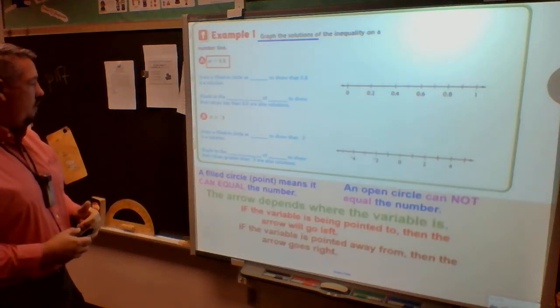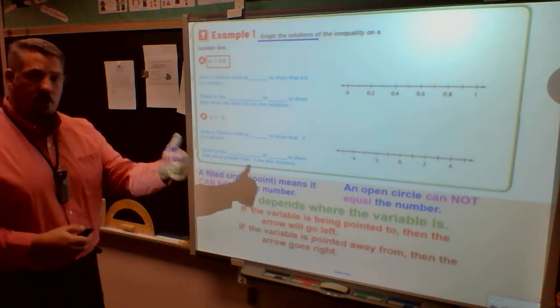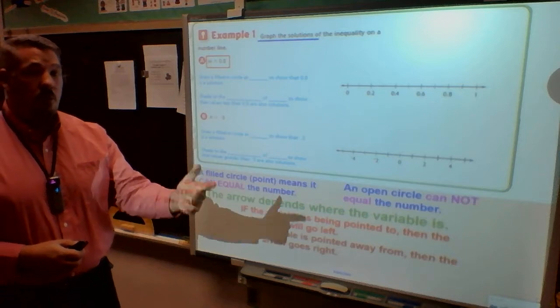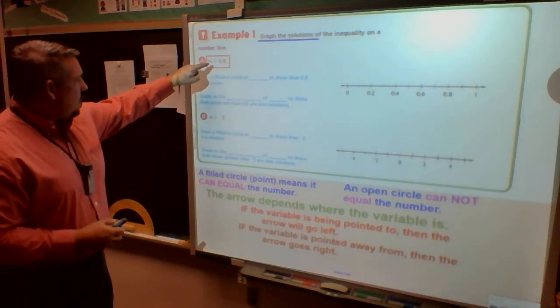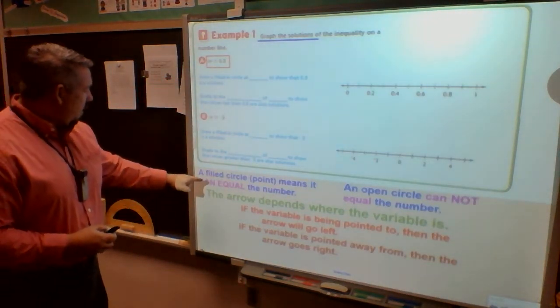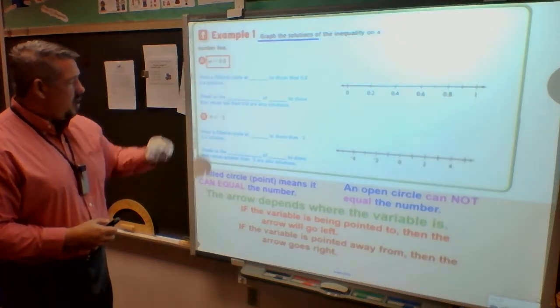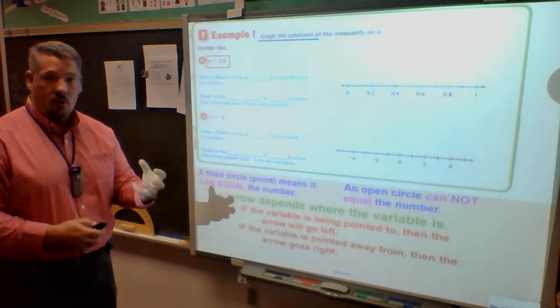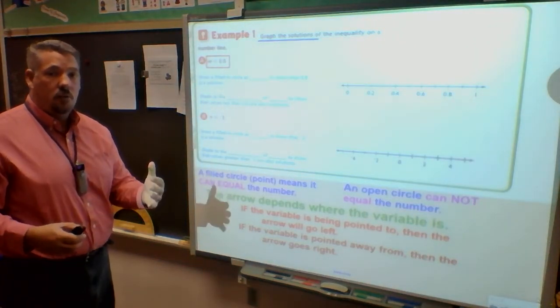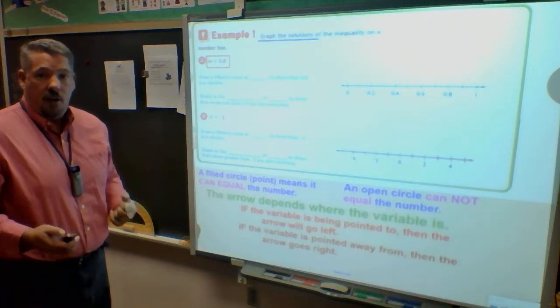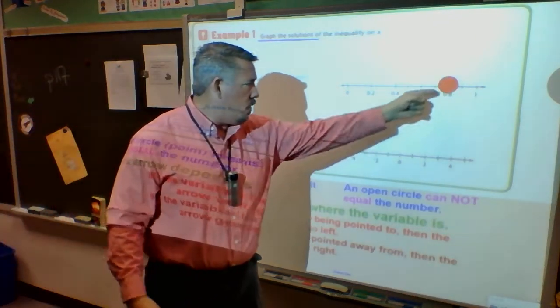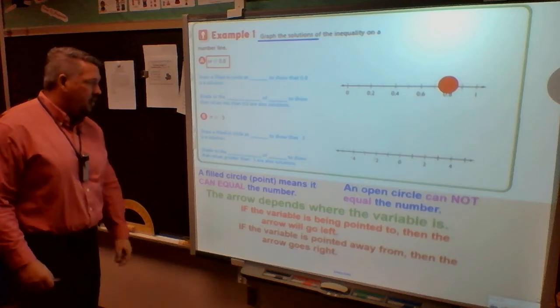So I start with my first question. Am I going to put in a circle that's filled in, or am I just going to put a circle that's open? Well, it's underlined. So it can equal 8/10. So I'm going to put a whole circle. Now, don't make it difficult. Draw a circle, fill it in, shade it. Okay? So on my 8/10, I draw a circle, I fill it in.